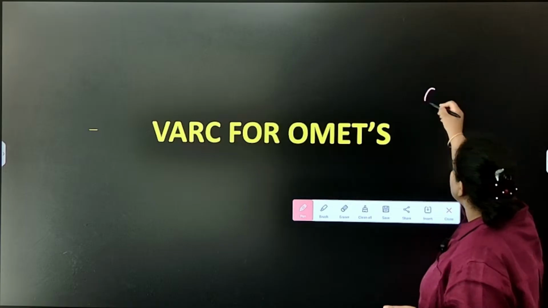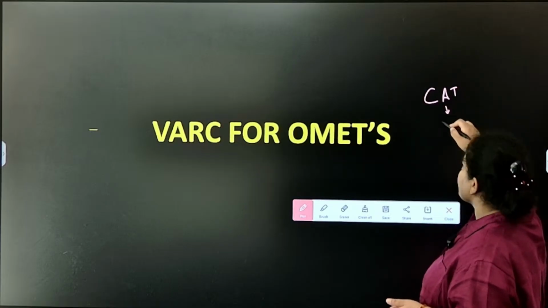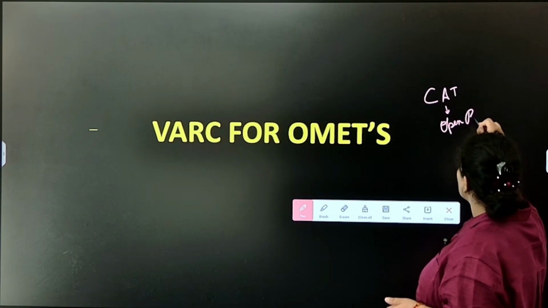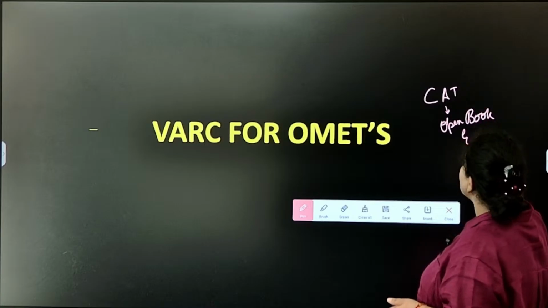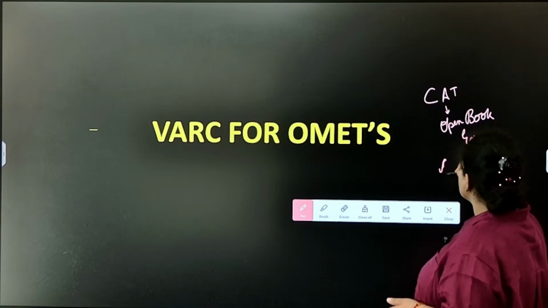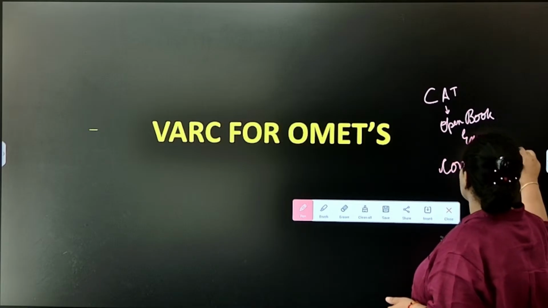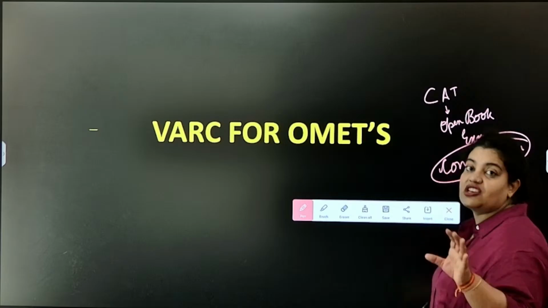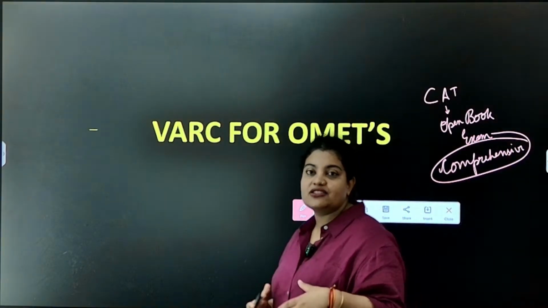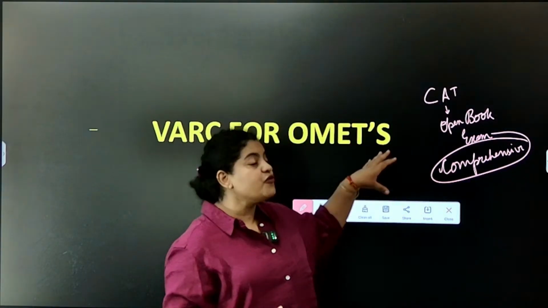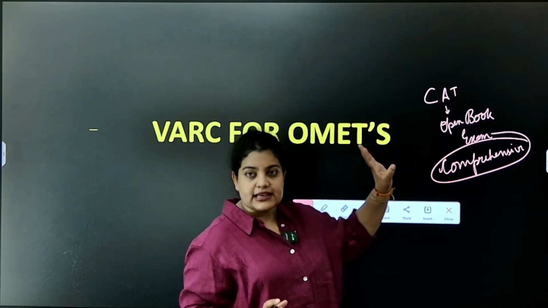So CAT ka paper, I always call it an open book exam, right? Now, why is this an open book exam? Because it's an entirely comprehension-based paper, right? Everything that I need for the answer lies in front of me only, okay? It's just the understanding of the passage, understanding of the paragraph that I need to focus on when it comes to CAT as an exam, right?